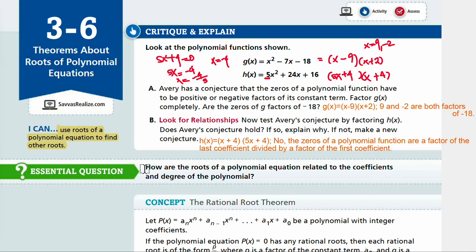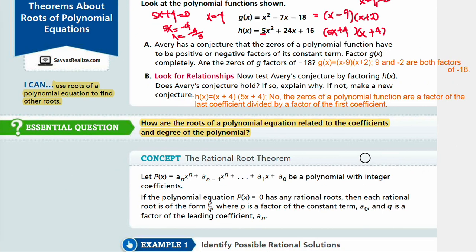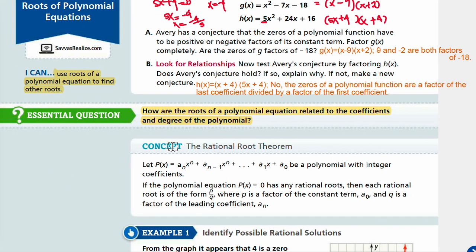So the essential question for this lesson would be, how are the roots of a polynomial equation related to the coefficients and degree of the polynomial? So keep thinking about the relationship between the roots of the polynomial equation and the coefficients and the degree, the key features of the polynomials. So let's first look at this concept of the rational root theorem.